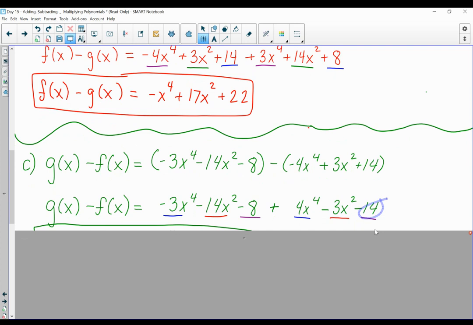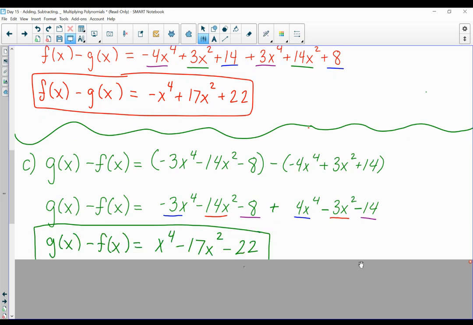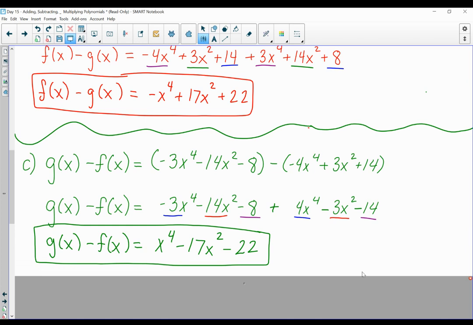Okay. So now when I combine like terms, negative 3x to the fourth plus 4x to the fourth gives me x to the fourth. Negative 14x squared minus 3x squared gives me negative 17x squared. And negative 8 minus 14 gives me a negative 22. And once again, if you're struggling with those, you can put that in your calculator. Just make sure you're not putting in the variable. Just put the numbers in the calculator, and the number goes in front of the variable.